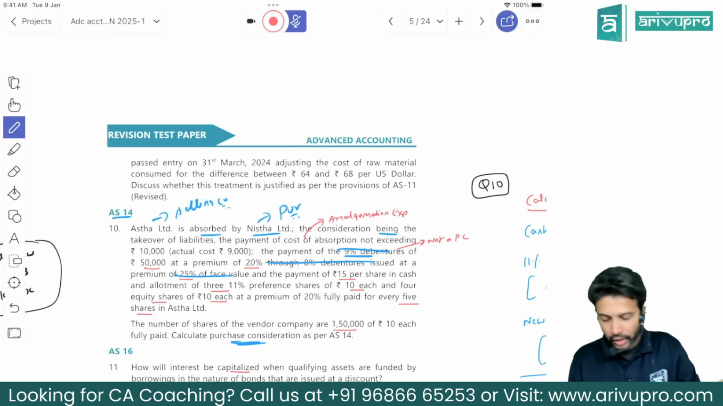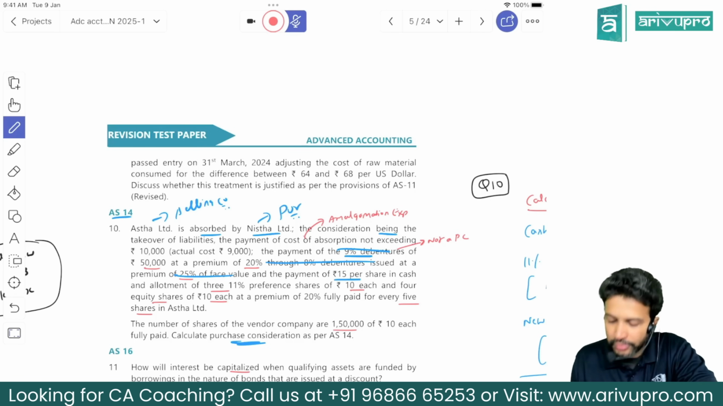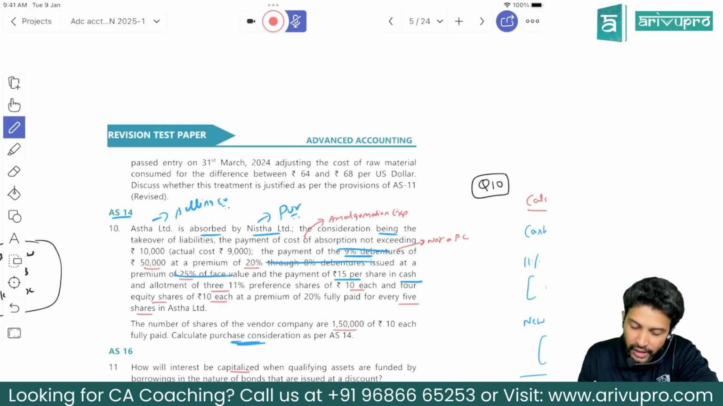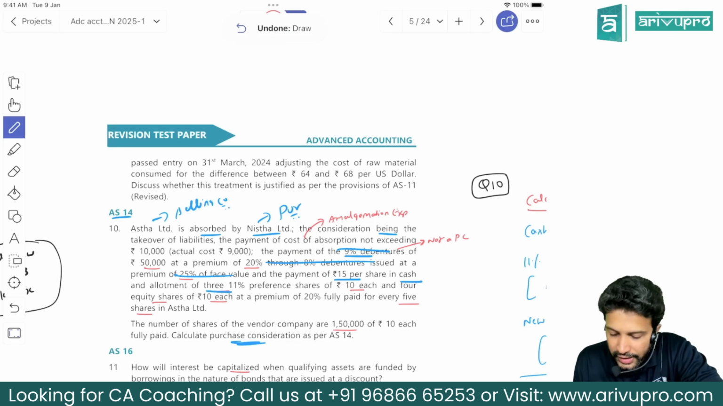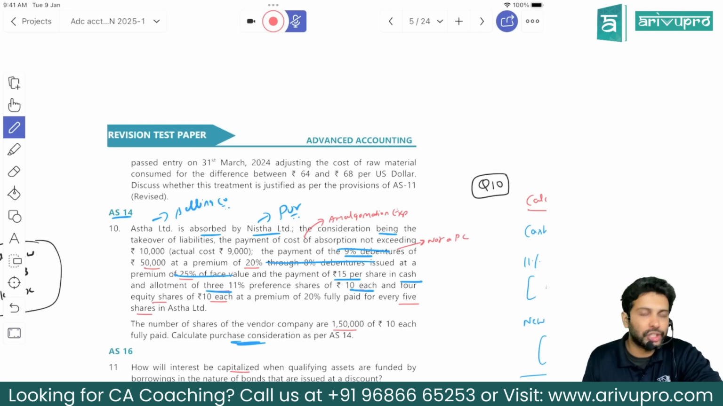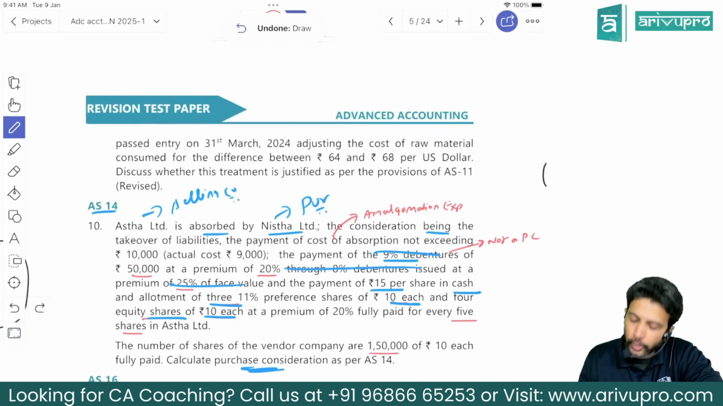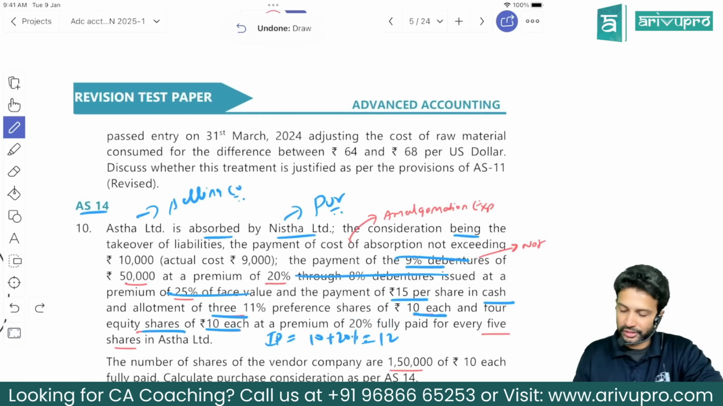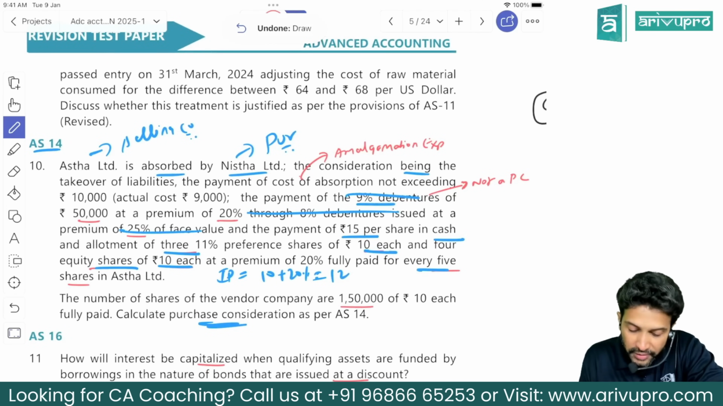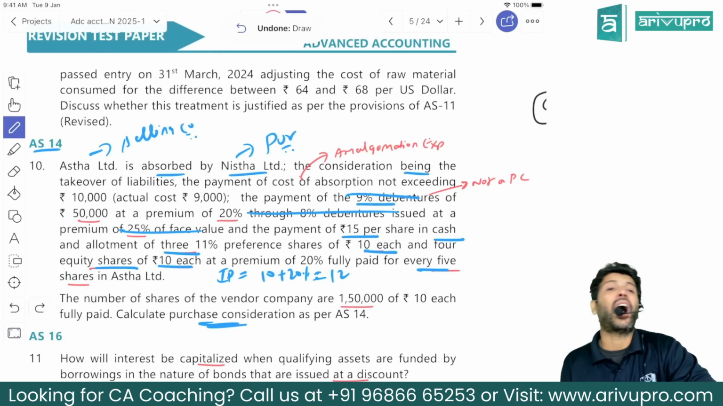Understood? Now go further. And the payment of 15 rupees per share in cash. On one share, how much cash are you giving? 15 per share. And allotment of 3 11% preference shares of 10 each, and 4 equity shares of 10 each at a premium of 20%. These new shares, are you issuing them at 10? No, you are issuing at 20% premium. So the issue price is how much? 12 rupees, fully paid up, for every 5 shares in Asta.